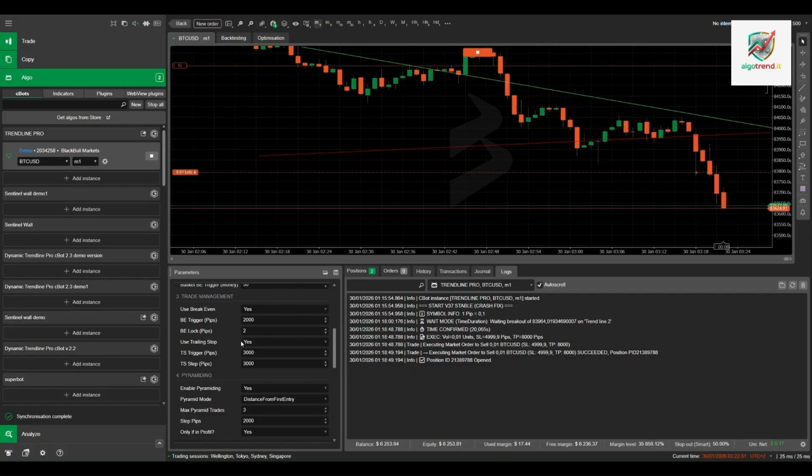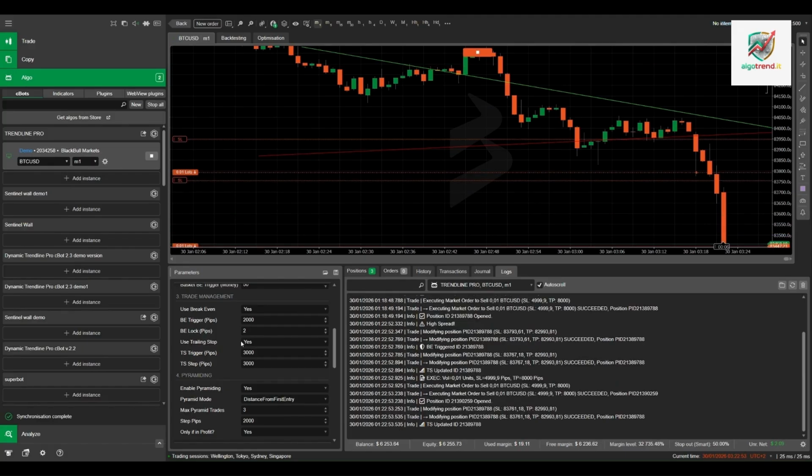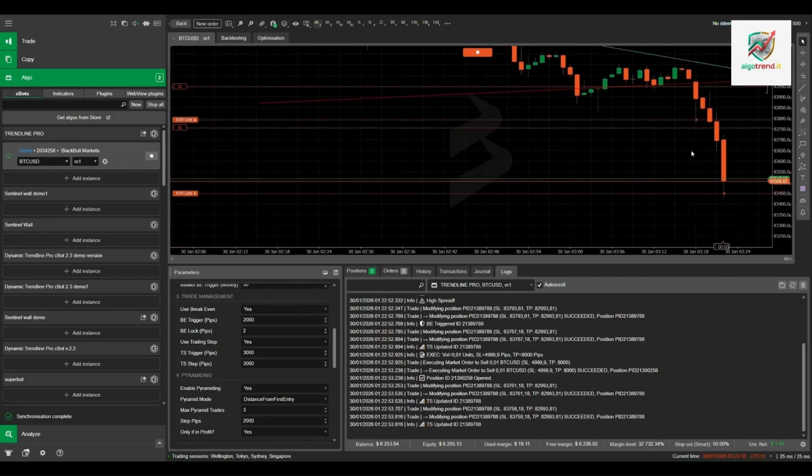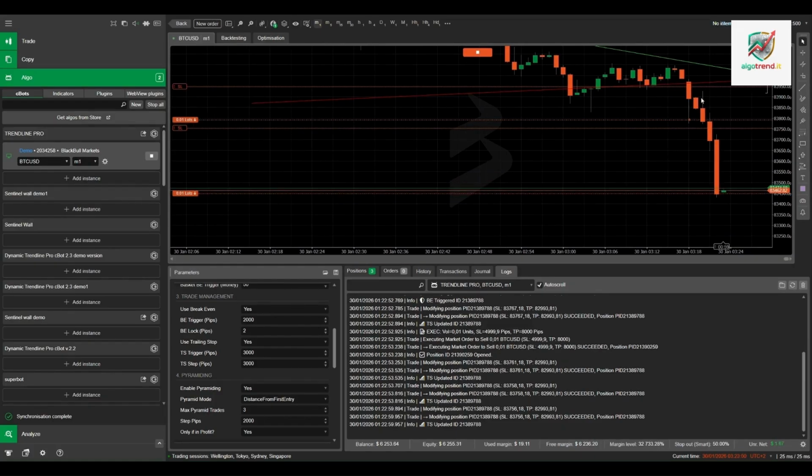And there we go. Price has started moving, break-evens have been triggered, the trailing stop is following the move, and the cBot will open new positions as soon as the conditions we set are met.